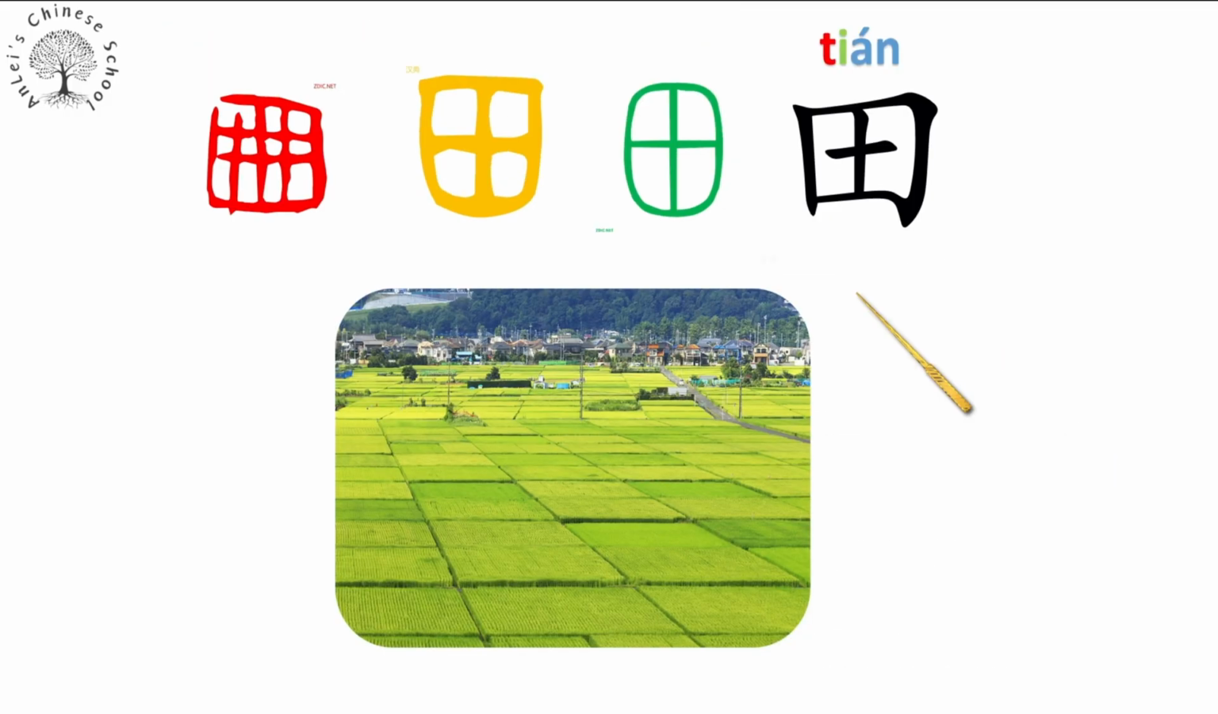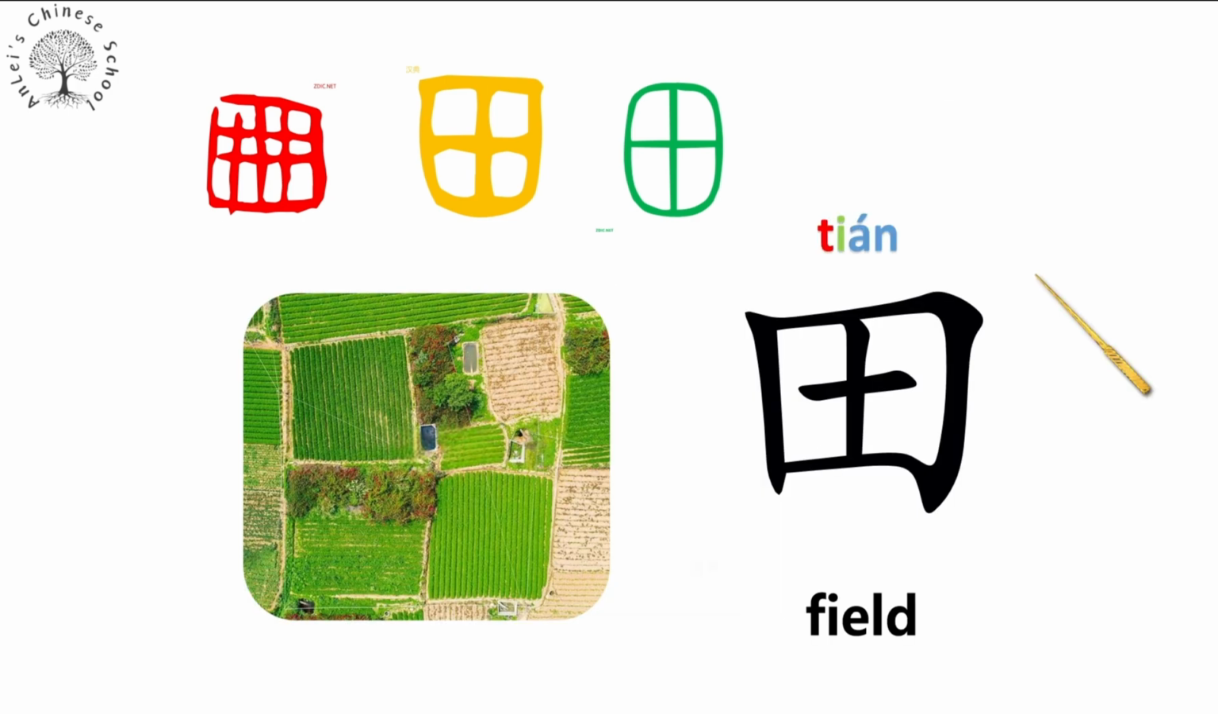This character is a 田. The oracle bone inscription looks like fields. In the bronze inscription, the cross in the middle is like the ridges of the field. And this is 田, field.